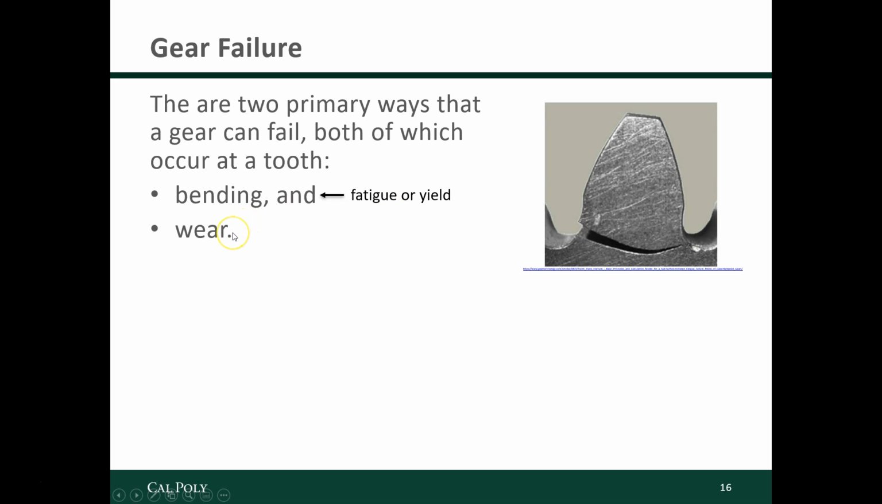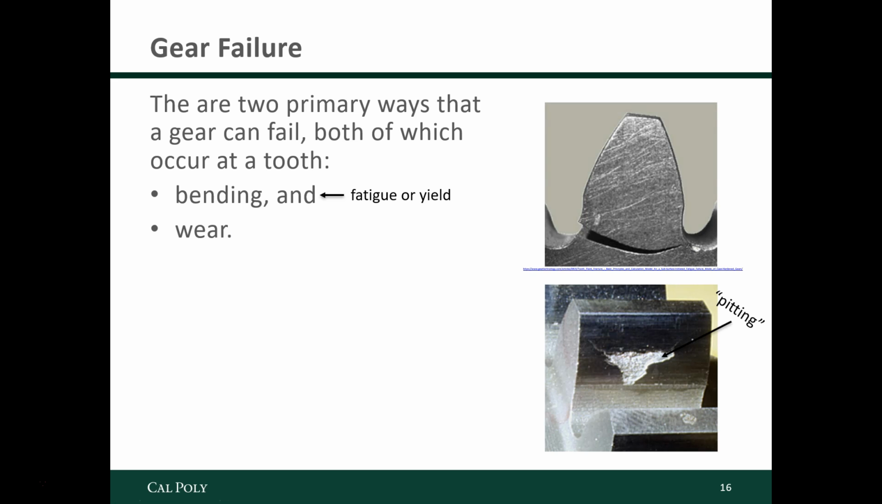And then there's also wear. Wear is a general term for what's happening on the surface of the gear. One example of wear is called pitting. It's what happens when you end up with subsurface cracks, so cracks beneath the outside, and they propagate outwards and upwards towards the surface and cause bits of the surface to flake off of the gear.